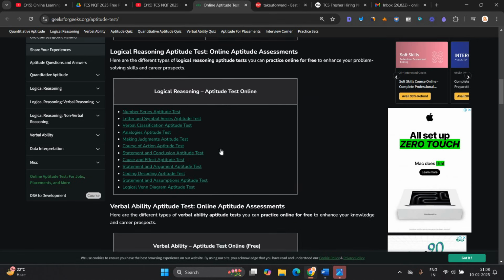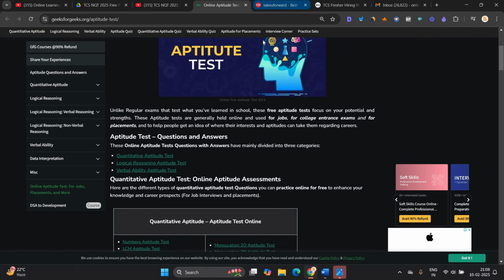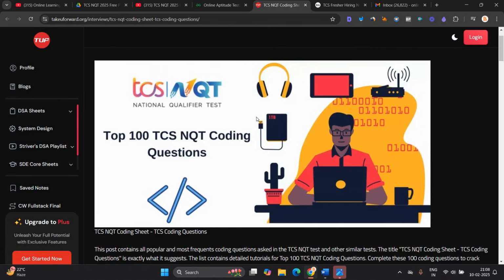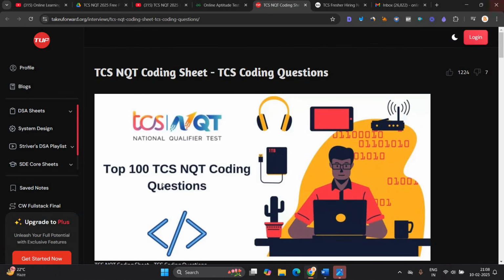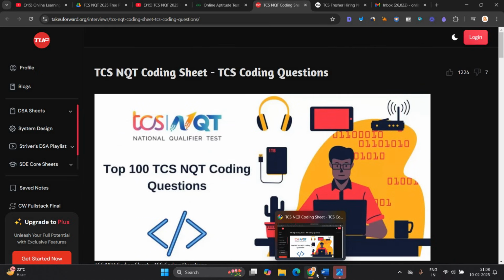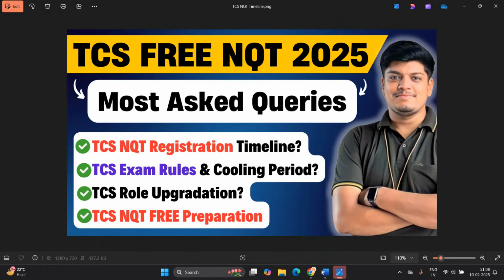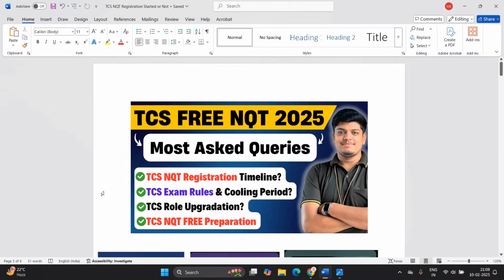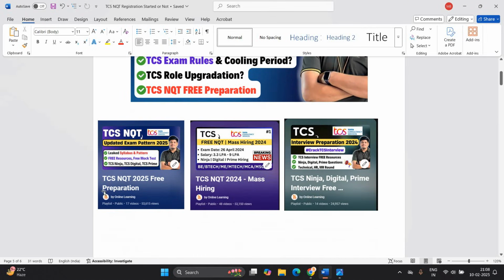Okay, this is an online aptitude test website, GFG, where you can practice a lot of questions. India Bix website is also there. This is a coding website, TCS NQT Coding Sheet from Take You Forward. Top 100 TCS NQT coding questions are there. So everything is present. The thing is, you have to start your preparation. Start your advanced preparation.